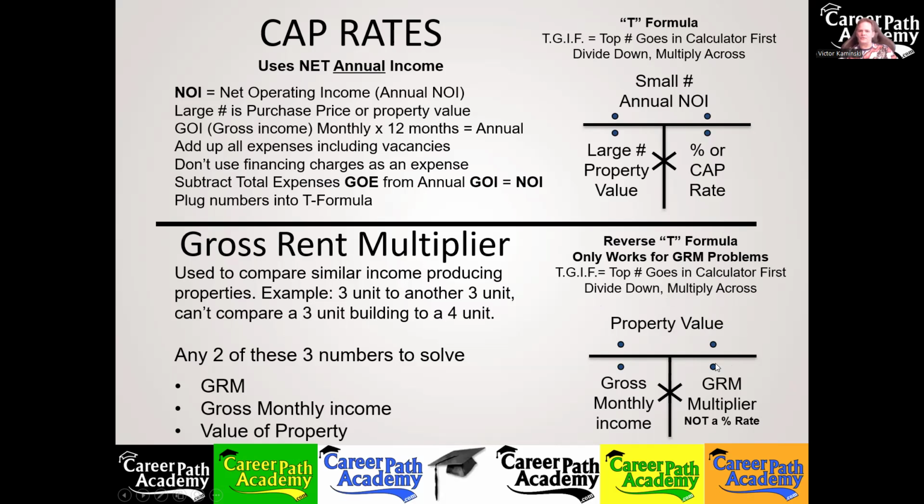Now, the reverse T formula, what is reversed is that the large number goes up top and the small number goes down bottom. However, that small number is not an annual net income. It's the gross monthly income. You don't need to know what the expenses are. You just need to know what the income is. And on the other side is the multiplier, which is not a percentage. It is a whole number. So a multiplier is just a whole number that's used to compare two things. In this case, it's going to be two properties.